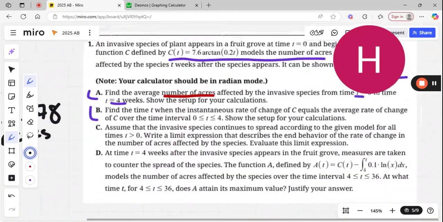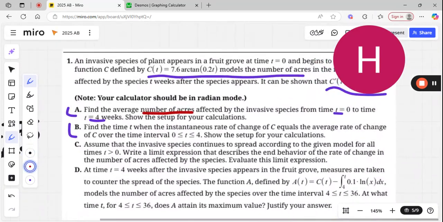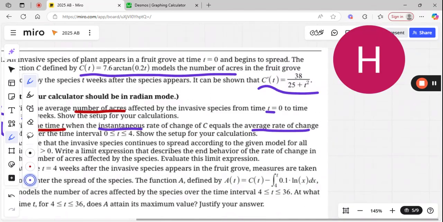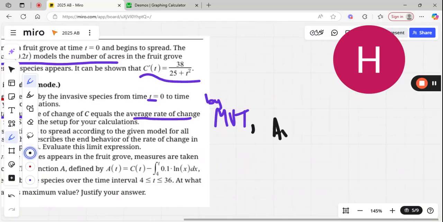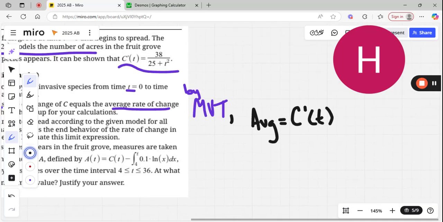Part B, find the time when the instantaneous rate of change equals the average rate of change. So you should recognize that relationship between the two as requiring the MVT. So we're going to say by the MVT, which we know applies because arctan is well behaved, it's smooth and it's continuous, we can just take the average rate of change and set it equal to the derivative. We want that to happen at some time.